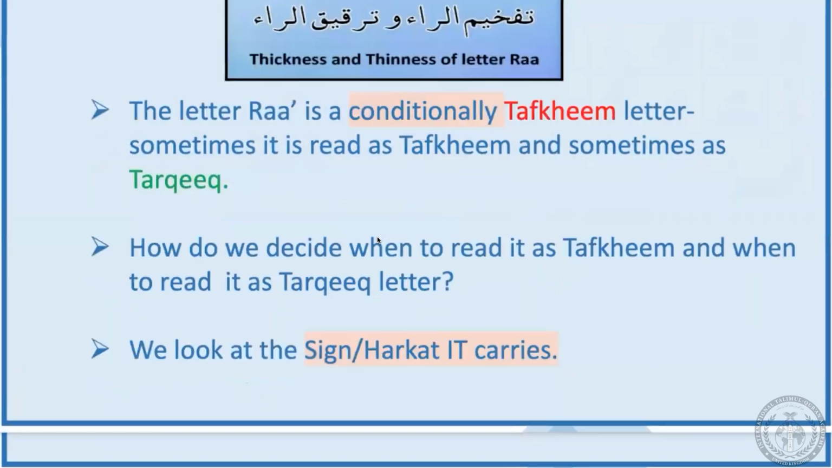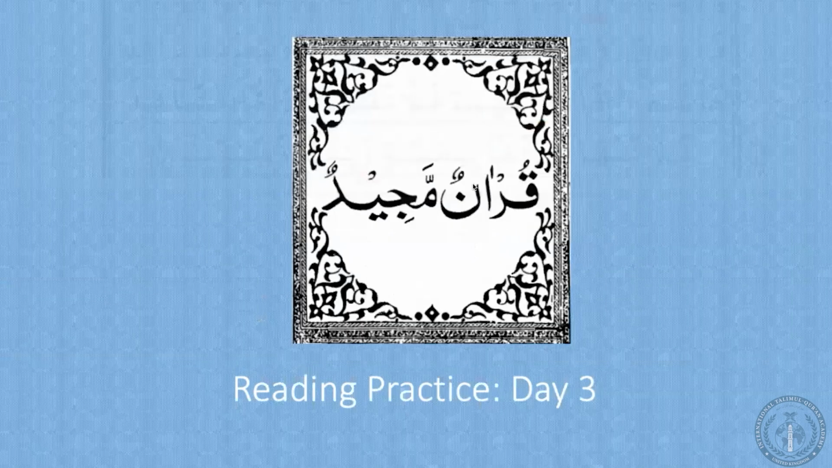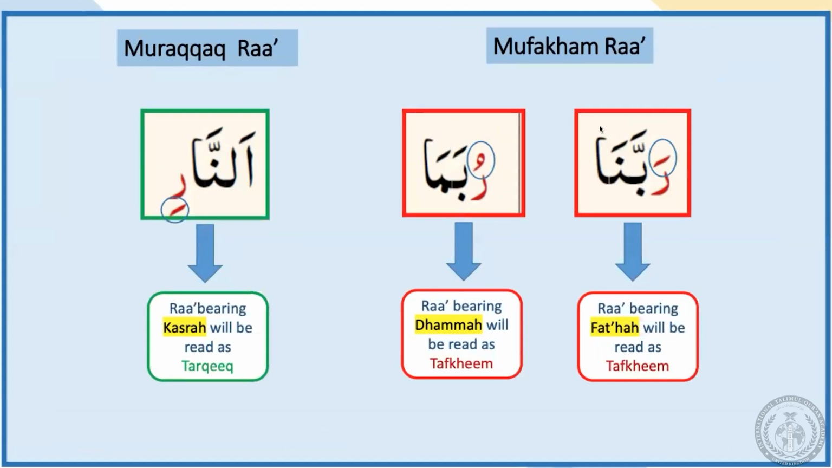So just to reiterate that Ra is our conditionally tafkhim letter. There are three altogether. We did Lam yesterday, which is Lamul-Jalala, and today we've done Ra. And remember, for Ra, you have to look at the sign. So we're talking about mutaharrik Ra, and you look at the sign or harakat which it carries.